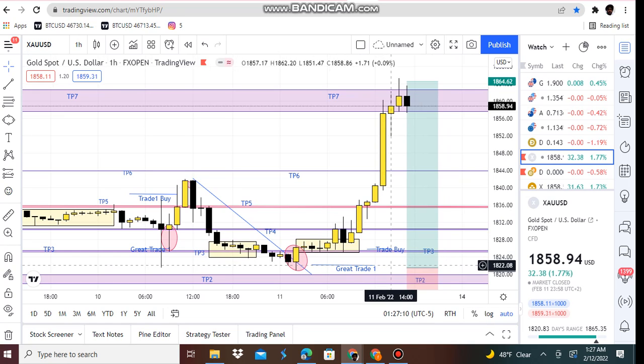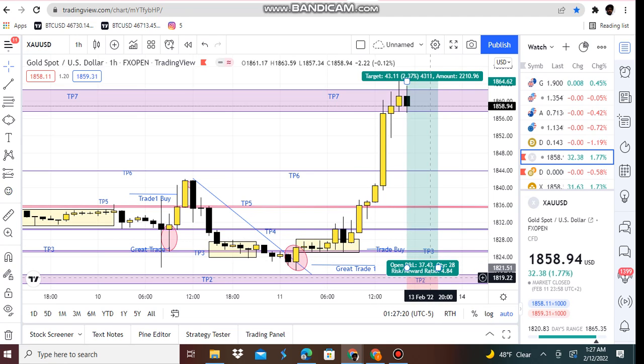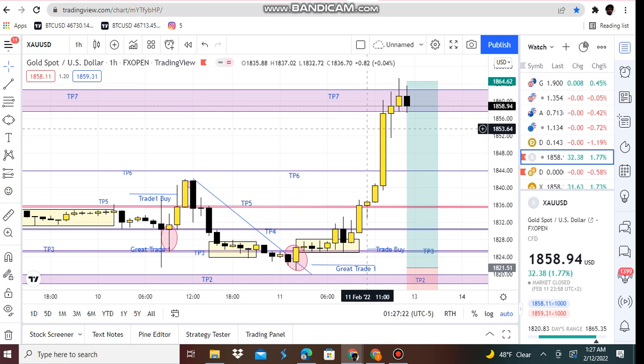It works. You could have got in at the buy. Once price makes a higher low, get in for a buy. Once price breaks this trend line and gives us some candlestick pattern, we could have got in for a buy and rolled this all the way back up to take profit 7, and you'd have been in profit the whole time.